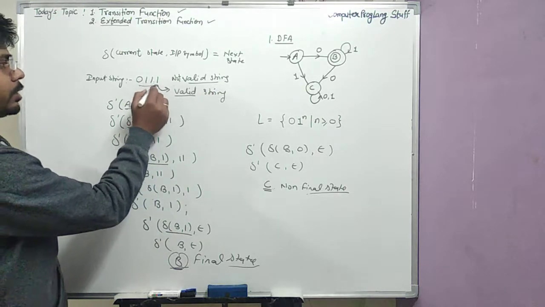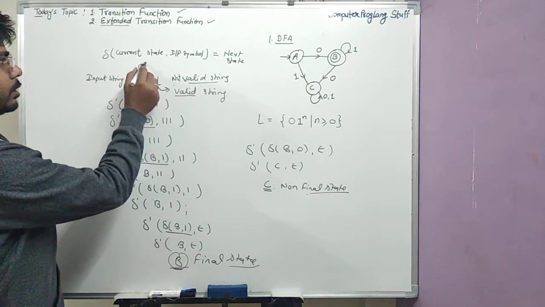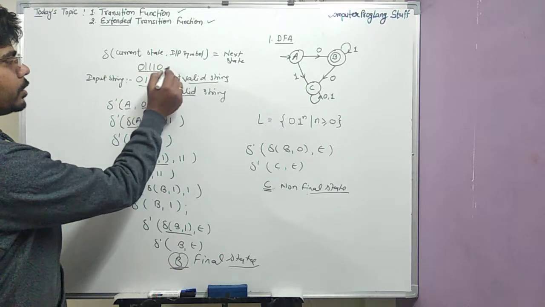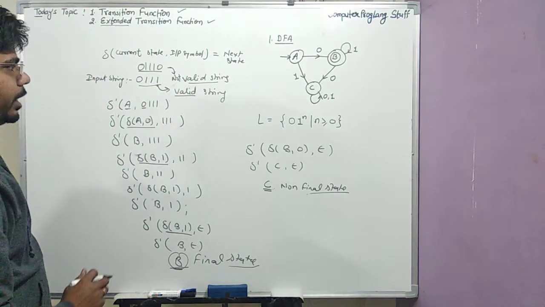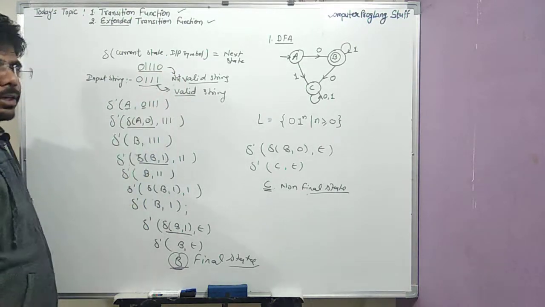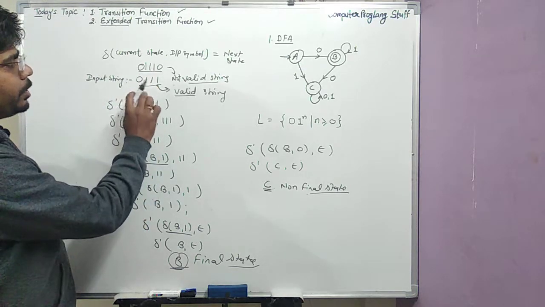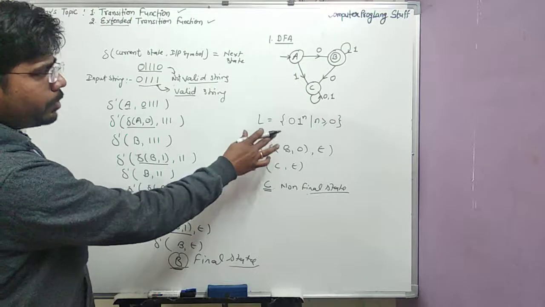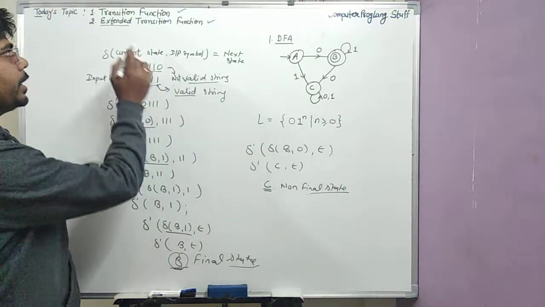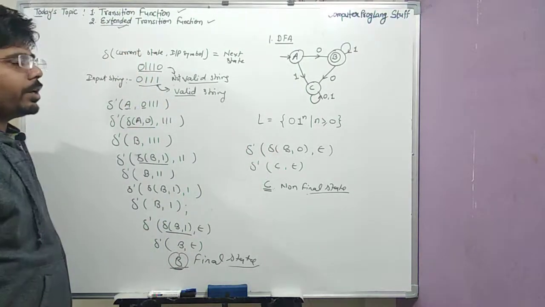So earlier this was not a valid string, but this is a valid string. This is how we show whether the given input string is a part of this language or not, and that can be shown with this extended transition function.